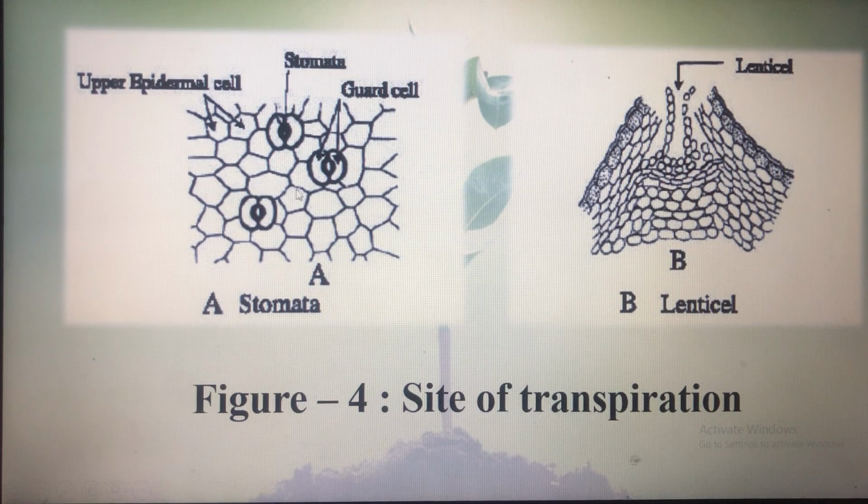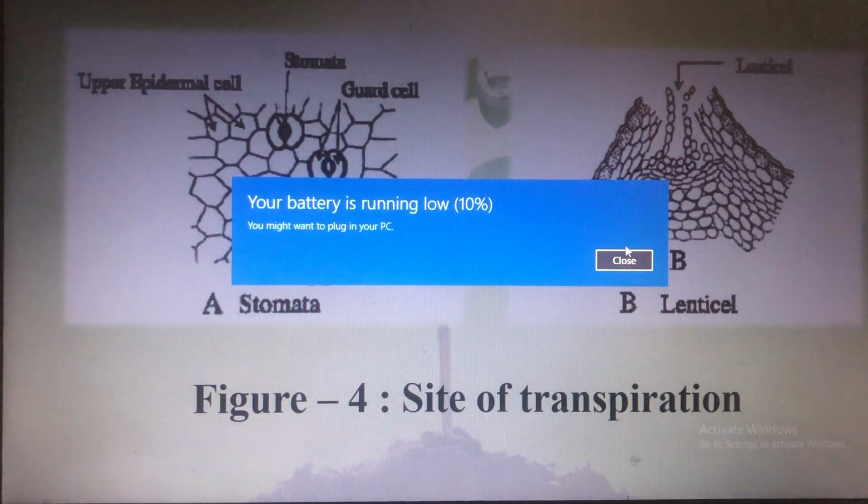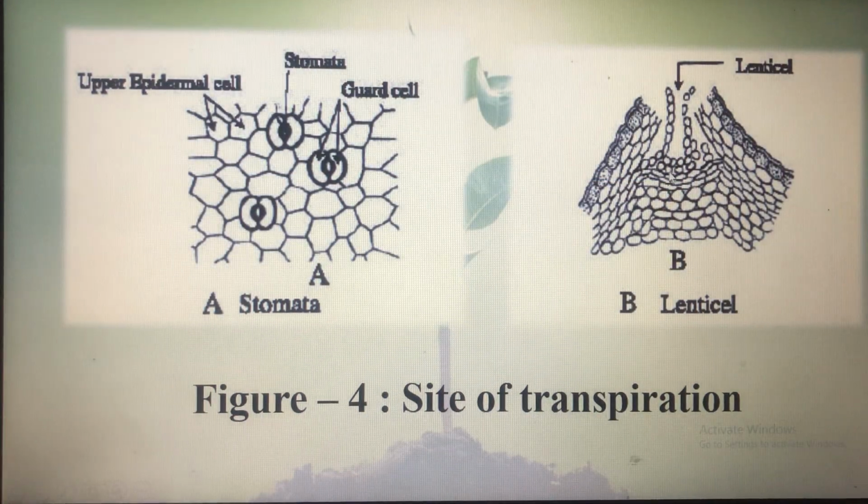So here is the figure showing two sites of transpiration. First is stomata. This is the stomata. Stomata is the pore found in the epidermal cells, that means the outer layer of the leaf. This stomata is covered by two guard cells. This one and two, these are two guard cells, and through this water comes out in the form of vapor. Then this is the lenticel. You can see that these are the loosely aggregated cells, and this is the pore through which water can come out. This is the lenticel. Okay.